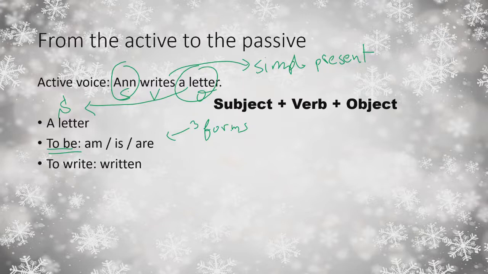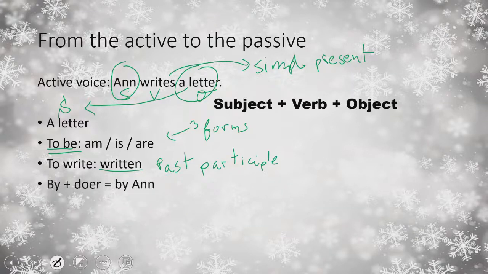After we conjugate the verb to be in the simple present tense, we put the main verb in the past participle. Here in the active voice, the main verb is writes, to write, okay? We put this verb to write in the past participle, which is written.